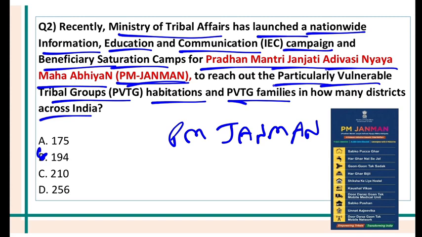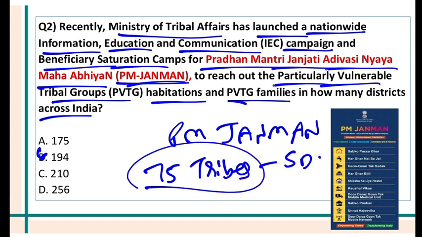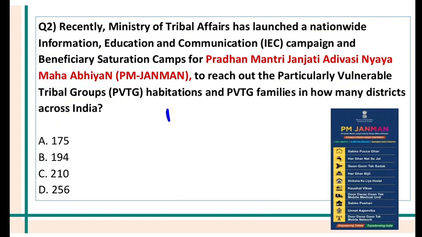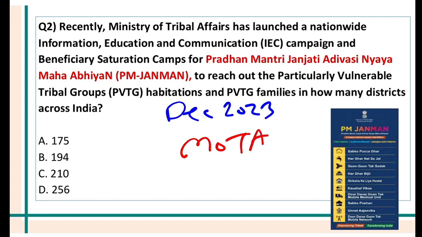Look, first understand what is PM Janman scheme. What are we trying to do in PM Janman scheme? There are 75 tribes in India which are very, very impoverished. They have very little social development, very little economic development, very little political development. So all types of development are very, very low. These are called particularly vulnerable tribal groups. There are 75 such tribes in India which are extremely poor from every angle: education, economic development, social development. So PM Janman scheme was launched to benefit these 75 tribes of India, right? It was launched in December 2023, and it is a scheme by the Ministry of Tribal Affairs. Till here it is clear.